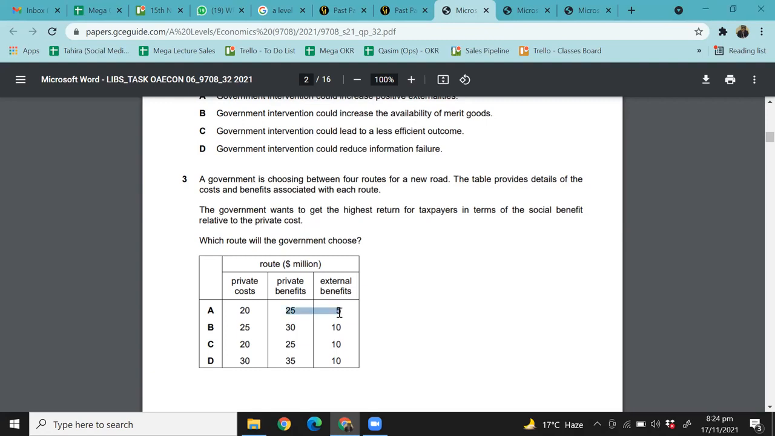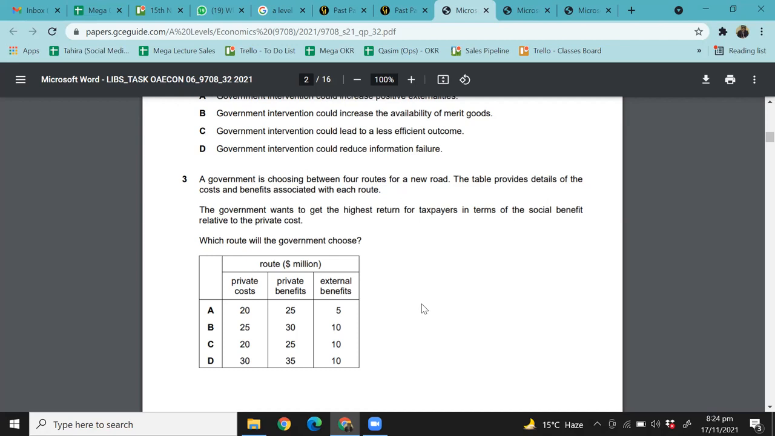If you add the first option, total benefit is 30. In this case, total benefit is 40. In this case, total benefit is 35. In this case, total benefit is 45, right? But then why did it choose C? C says that 35 minus 20 is 15. But even in option B, you are getting 40 minus 25, 15.